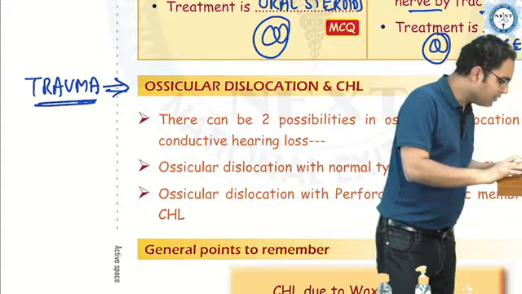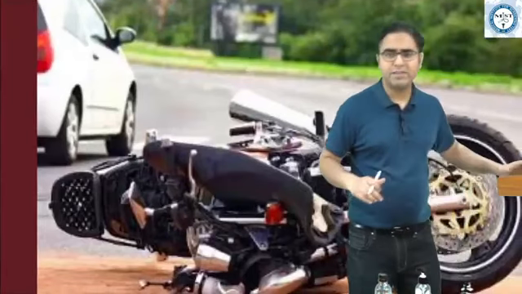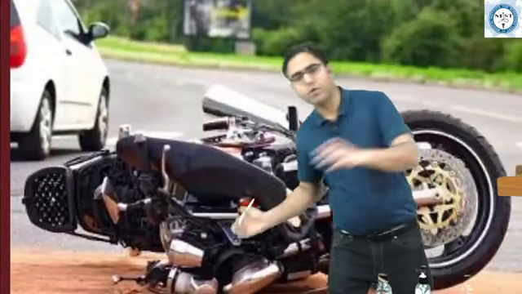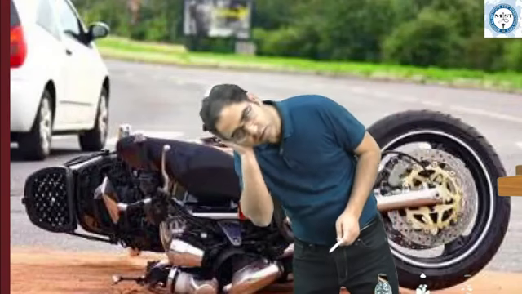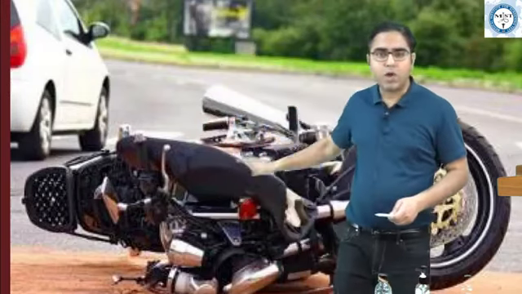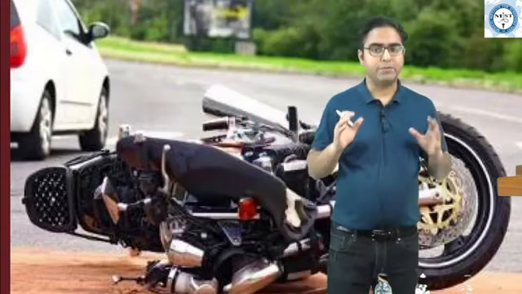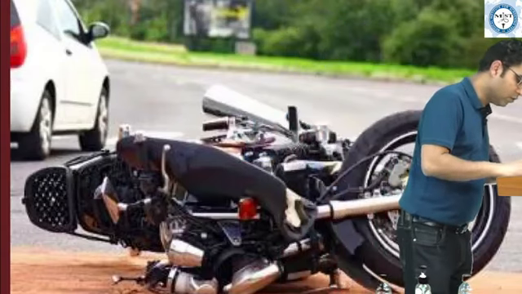Somebody had some sort of accident or fall, and people fell down like that. Some accident happened, beta. Somebody fell down from the motorcycle. The head hit the ground. Okay, the ossicle may get dislocated. Fractures can happen. The tympanic membrane can perforate because of trauma. So now this trauma can lead to ossicular dislocation, and that can be of two types. Now look at the screen.